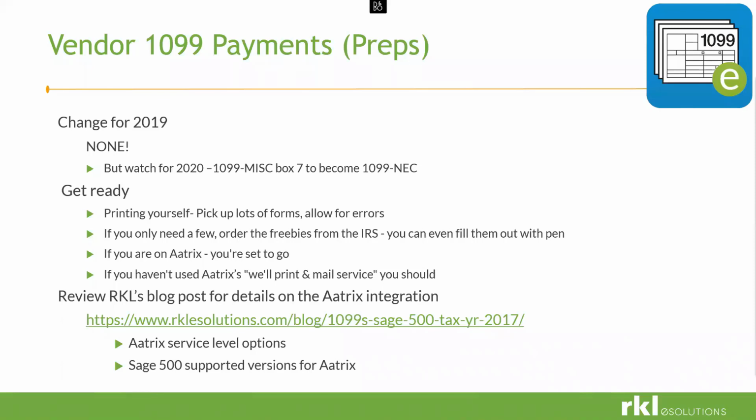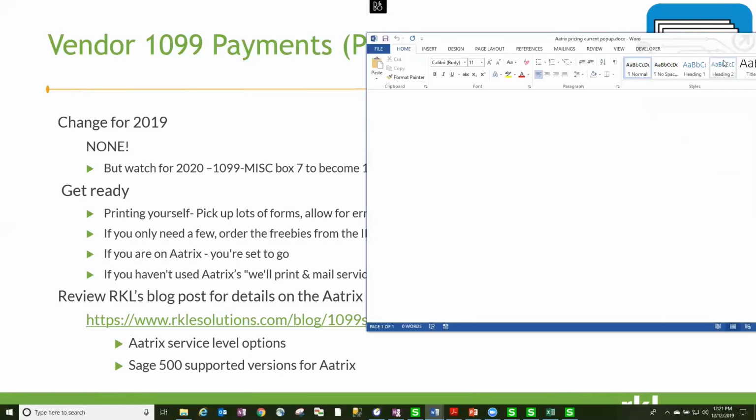Okay, but if you're running more, hopefully you are on a Sage 500 version that has the new Atrix cloud service. I'm hoping a lot of people are on to that. Okay, so if you're doing that, and if you want to, you don't have to print them yourselves. The Atrix also has a current pricing pop-up.